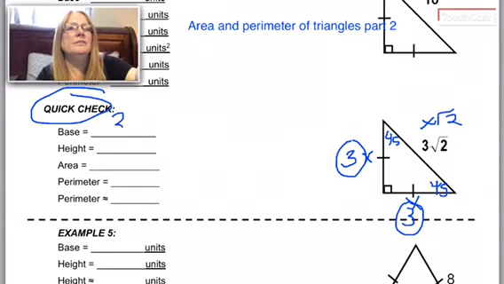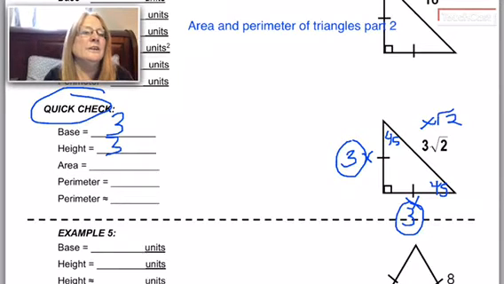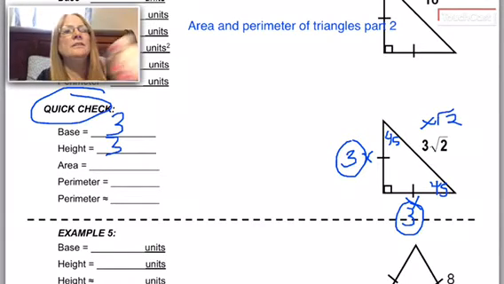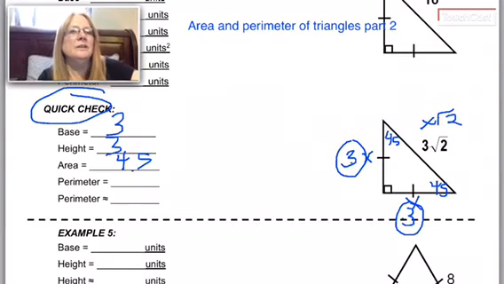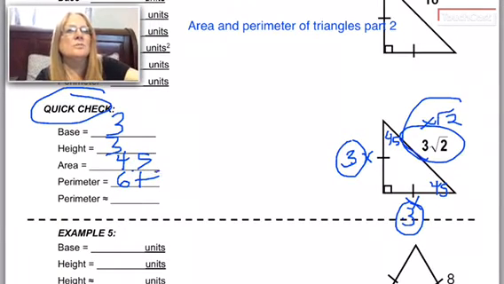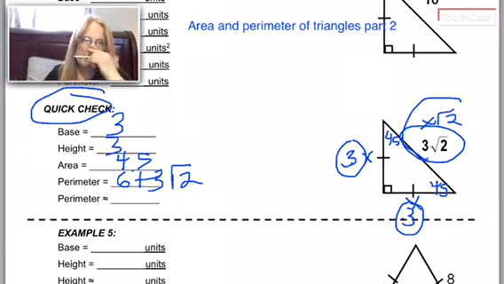So we have a base of 3 and a height of 3. The area is just 3 times 3, 9, divided by 2, which is 4.5. Now the perimeter: you can add 3 and 3, and that's 6. But this is not a like term, so it's just 6 plus 3 times the square root of 2, which is the exact perimeter. If they want an approximate one, your calculator will give you 6 plus 3 square root of 2 is 10.2. Sorry.